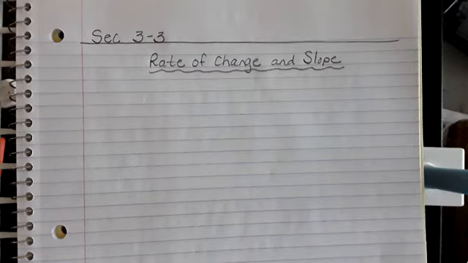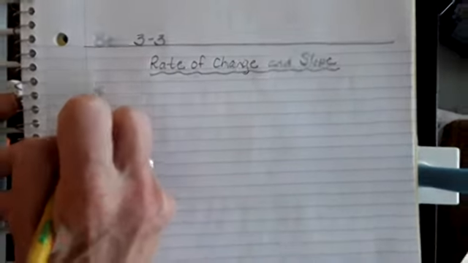So today we're going to talk about what rate of change is and what slope is. So we're referring to basically how steep a line is when you graph the line. So let's start with rate of change.